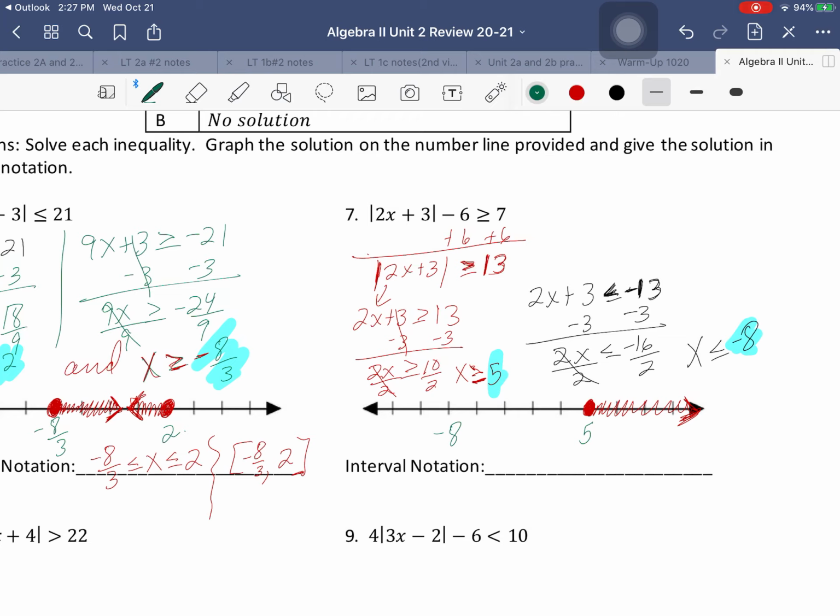Now let's work on -8. -8 is equal to again, so we're going to fill it in. It's a coordinate. It's equal to, meaning there's a point there. And then less than to the left. So these things are shaded away from each other.